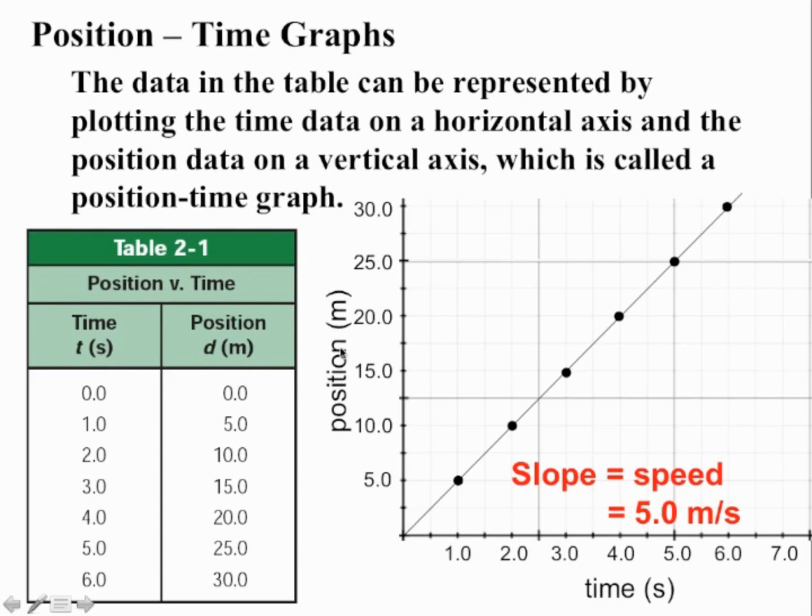Just a reminder, whenever you're looking for the units of slope, all you need to do is look at the units of your y-axis, which is m in this case. Then you look at the units of your x-axis, which is s in this case, and you just put one over the other. And so m over s is meters per second. So here we can clearly see that the slope of this graph is the speed.